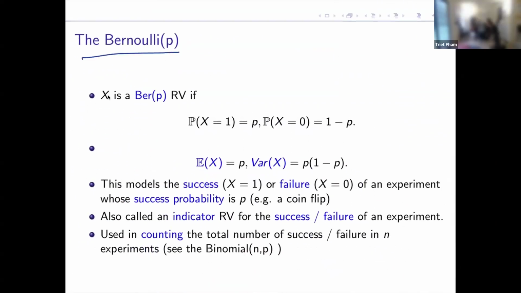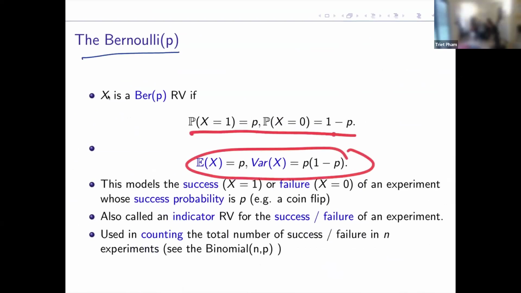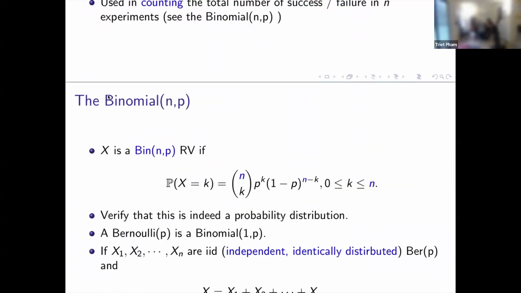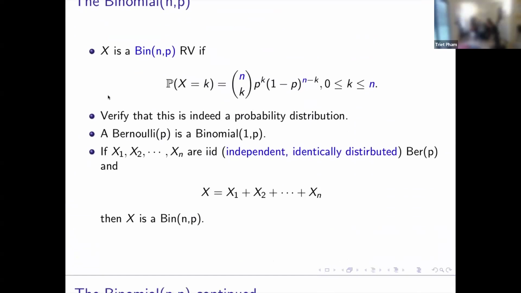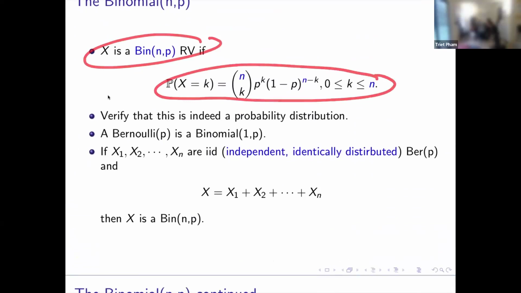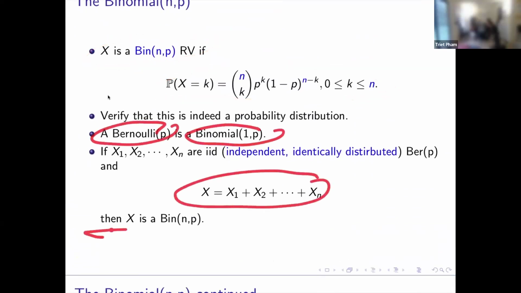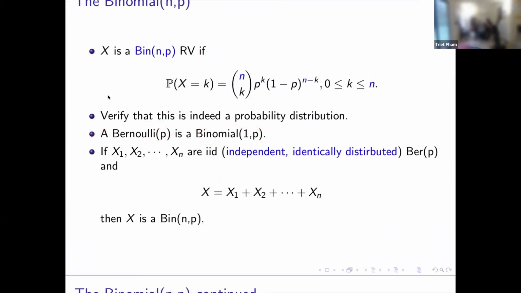So we talked about the Bernoulli. This is the mass function, expectation, variance, and how the Bernoulli serves as the indicator function. Then we talked about the binomial. This is the mass function, and how the Bernoulli and the binomial are connected. That is, a sum of IID Bernoulli is a binomial, and the Bernoulli is a special case of a binomial.